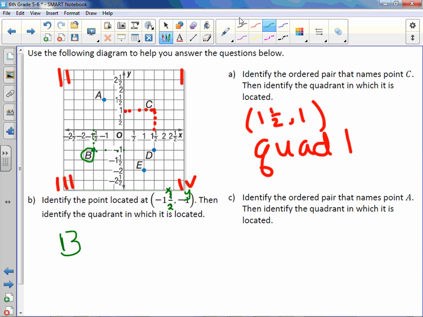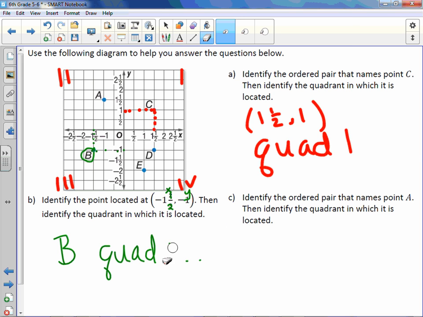And this is in quadrant... Let me rewrite that B a little bit better so it doesn't look like a 13. There we go. And this is in quadrant number 3. You can make your quadrants as normal sticks, or you could put the lines above and below if you'd rather. It's just preference.